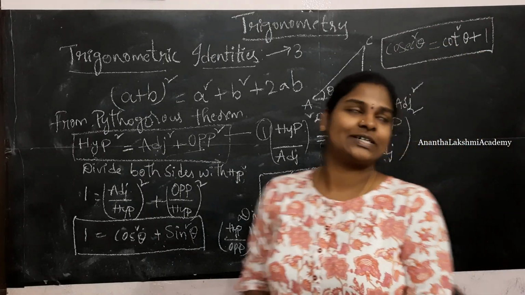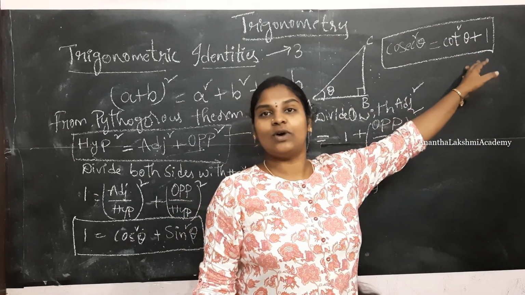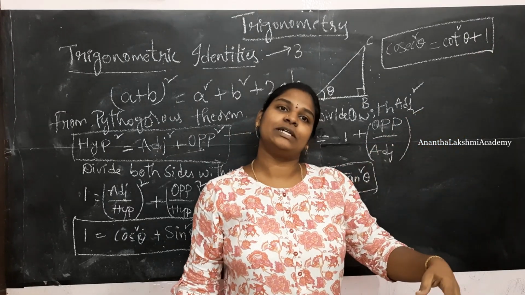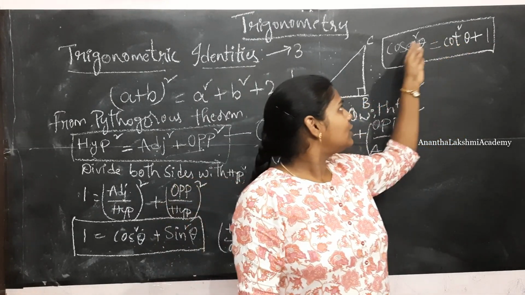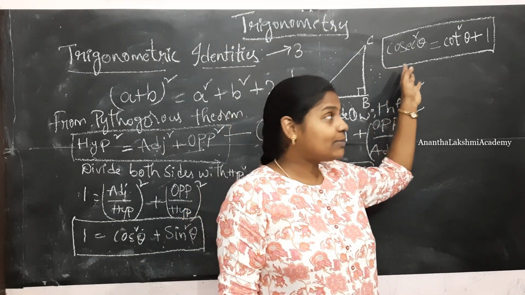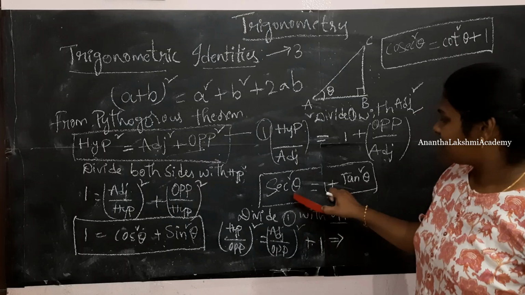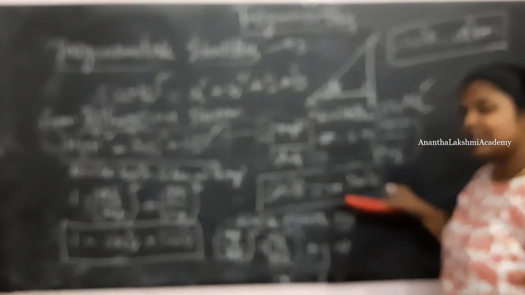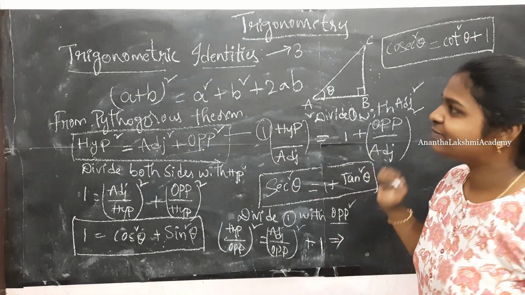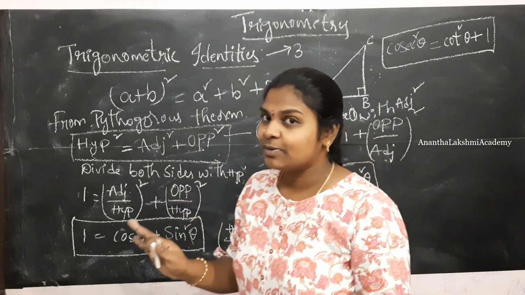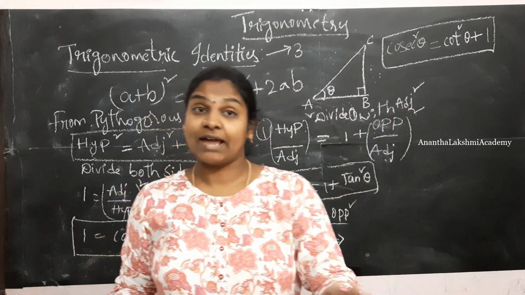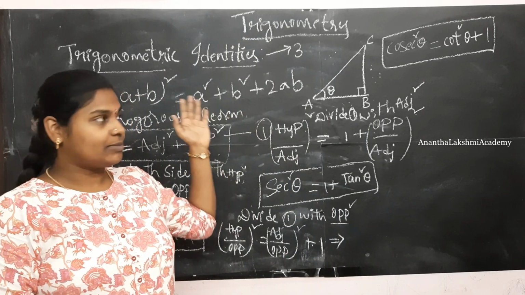So what is this? Cosecant square theta is equal to 1 plus cot square theta, or cot square theta plus 1. In fact, if you get this cot square theta this side, cosecant square theta minus cot square theta is equal to 1. And here, if you are solving for 1, secant square theta minus tan square theta is equal to 1. See how simple it is? What we have discussed here is trigonometric identities.